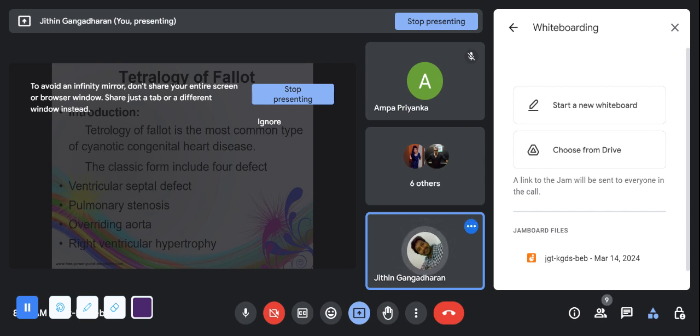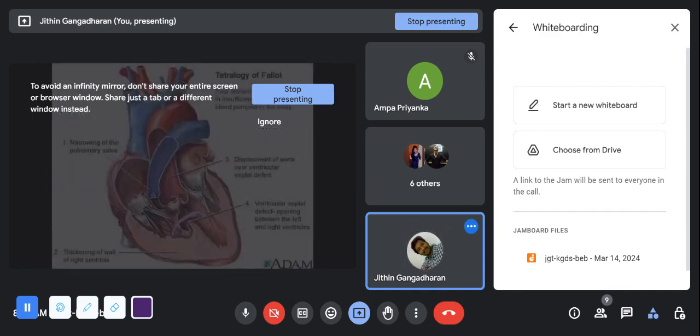In the tetralogy of Fallot, the main thing you can see is the four defects. First, ventricular septal defect. This is a ventricular septal defect. Second, pulmonary valve stenosis. The valve here is the pulmonary valve. There will be overriding of the aorta and right ventricular hypertrophy. See the narrowing of the pulmonary valves. There will be thickening of the right ventricle, which is right ventricular hypertrophy.